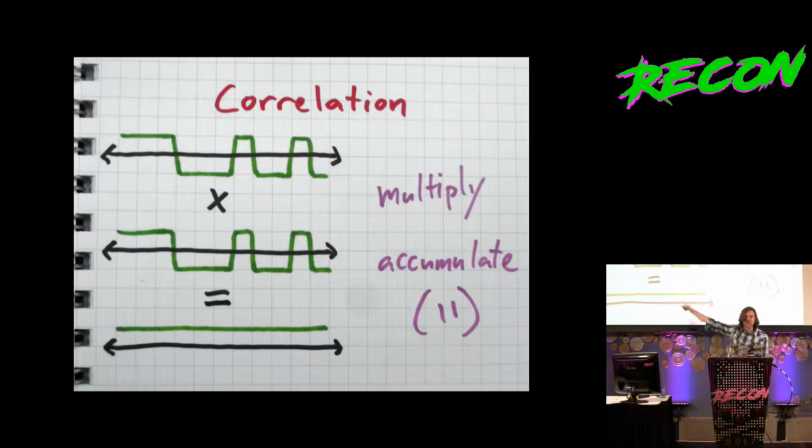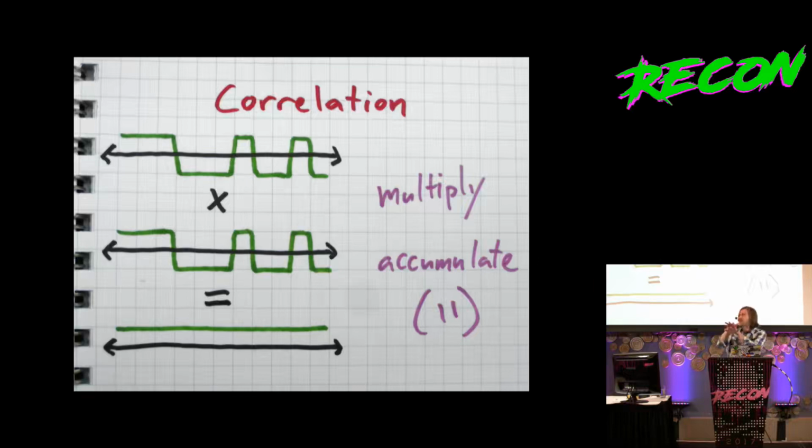And then 1 times 1 is 1 in the next column. And then 1 times 1 is 1. And then -1 times -1 is 1. And so every single chip, if these line up perfectly, has a product of 1. And then you do the accumulate part, which is adding these 11 ones together, and the result is 11. So the result of this correlation of these two aligned signals is 11.